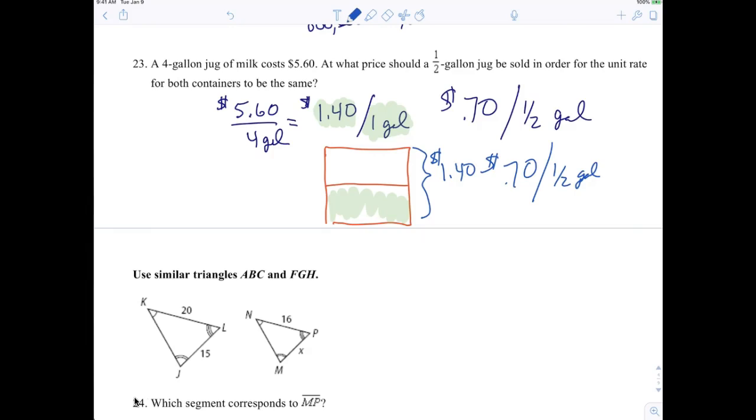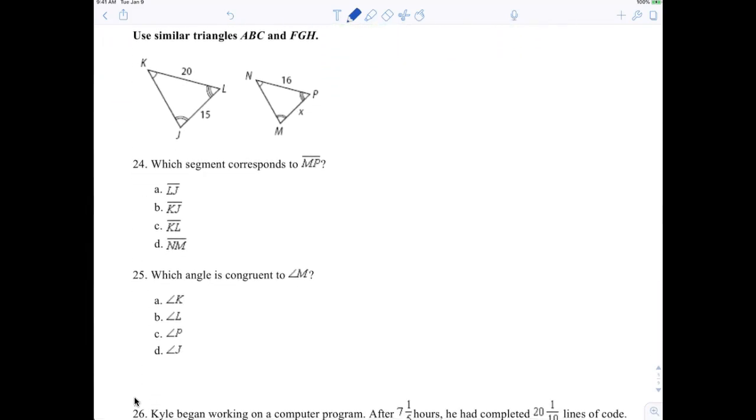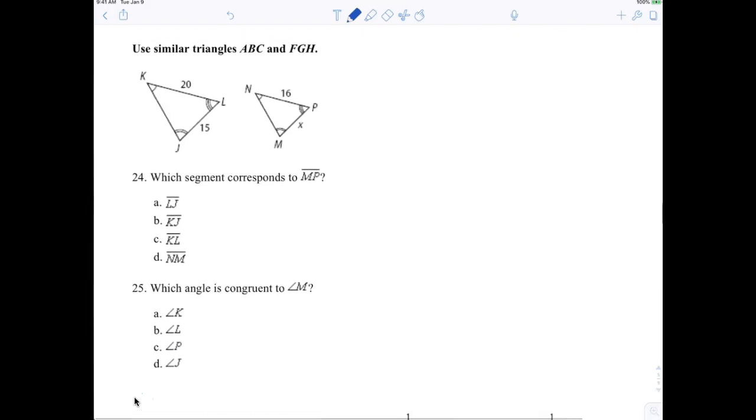Yes. All right, now let's look at the triangles. Again, similar means same shape, just a different what? Size. Just a different size. All right. Now, what can you tell me about the angles? The angles are what? The same. The angles are the same, but the sides are proportional. All right. So they're asking you what corresponds to M.